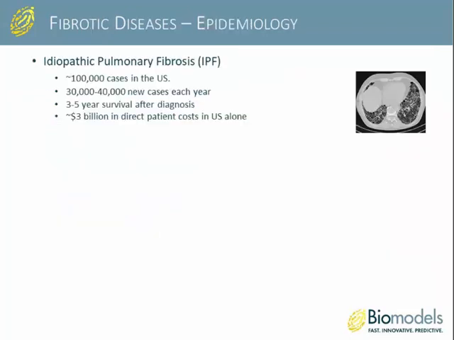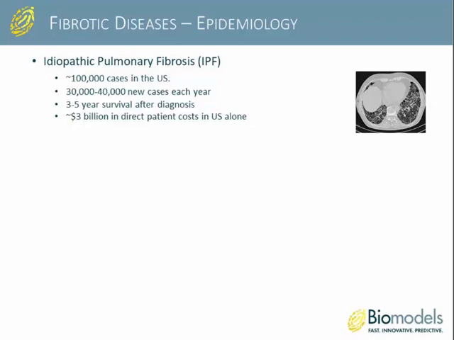So I'm briefly going to go over a number of the common fibrotic diseases that are occurring in the world, as well as the diseases that we currently have disease models for. So the first disease that I'll briefly speak on, idiopathic pulmonary fibrosis. Currently, we see about 100,000 cases of idiopathic pulmonary fibrosis per year in the U.S., with 30 to 40,000 new cases presenting each year. And this is a very devastating disease, as those who receive this diagnosis have a mean survival time of about 3 to 5 years. And this also represents a significant burden on the healthcare of the U.S., as there are about $3 billion in direct patient costs in the U.S. alone per year.